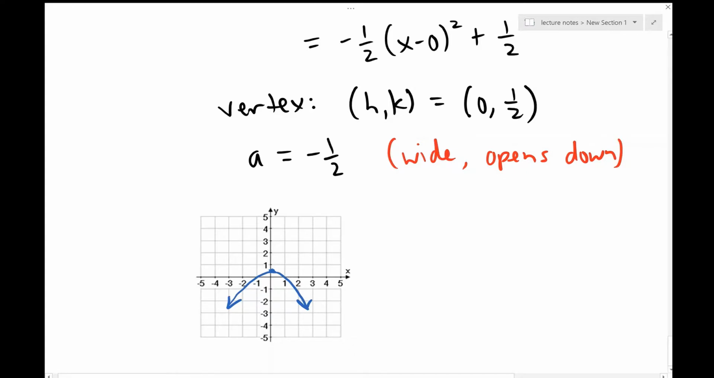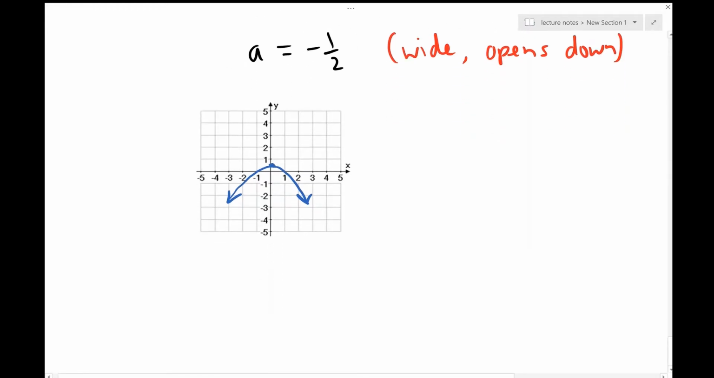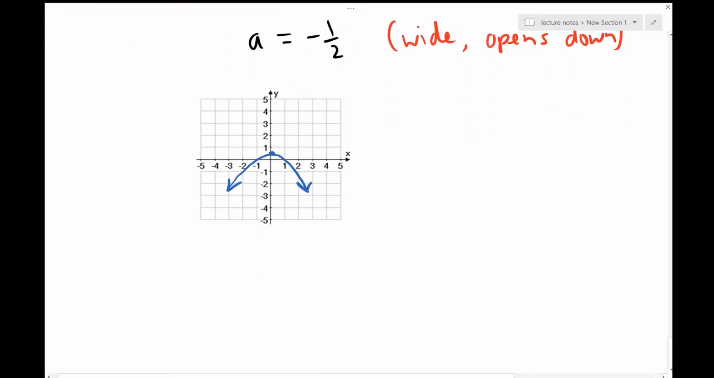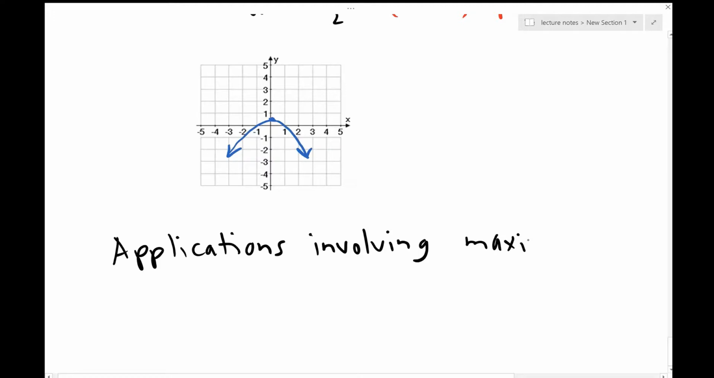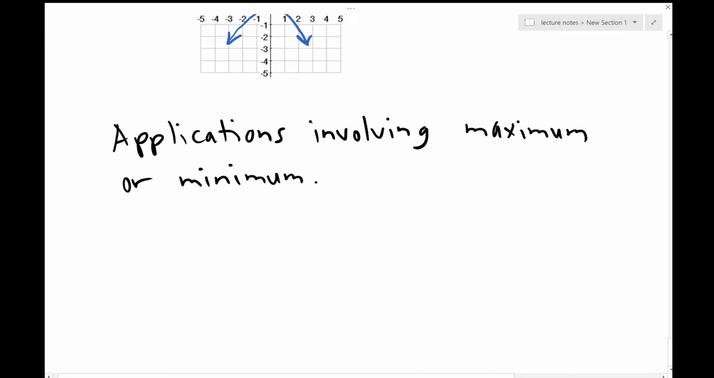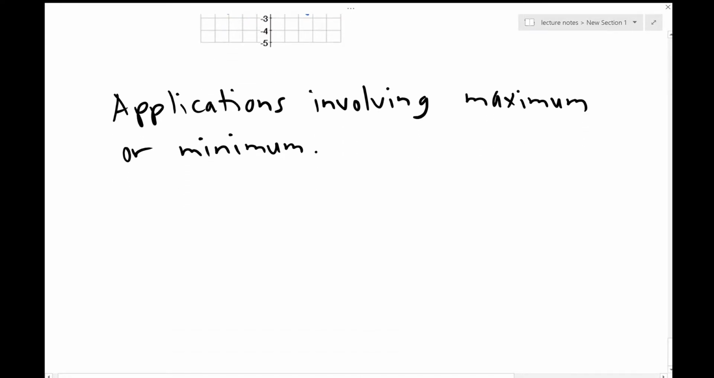Well, when we're working with quadratic functions, one of the most important aspects of them is doing applications. And specifically, we'll be looking at applications involving maximum and minimum values. So it's possible when you're dealing with a quadratic function to find a maximum or a minimum of that function. The way this works is just from understanding the functions themselves.